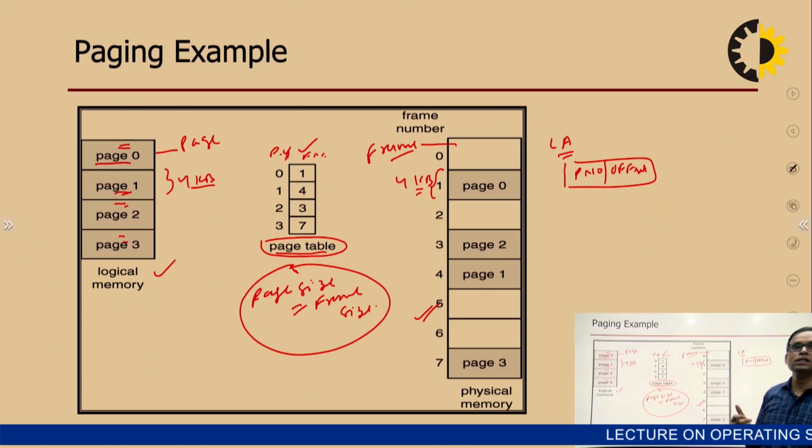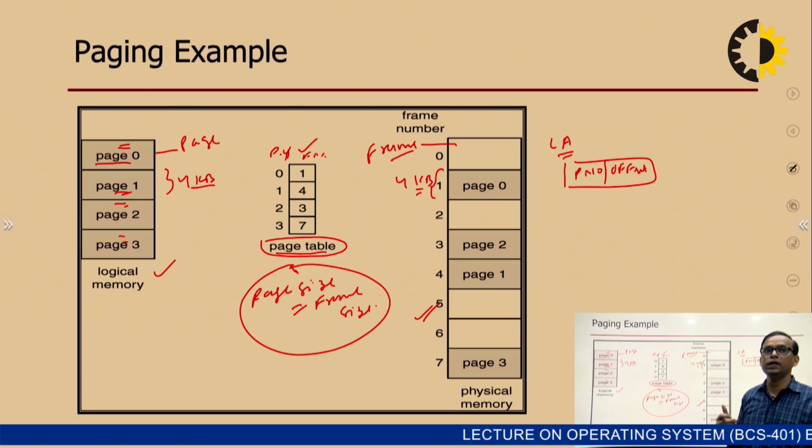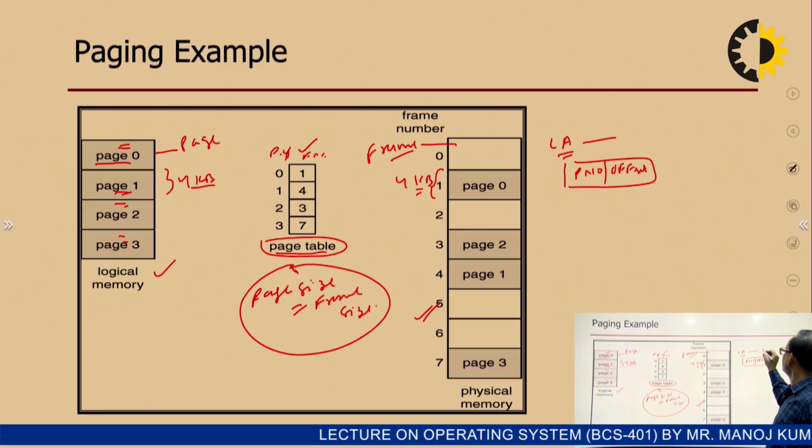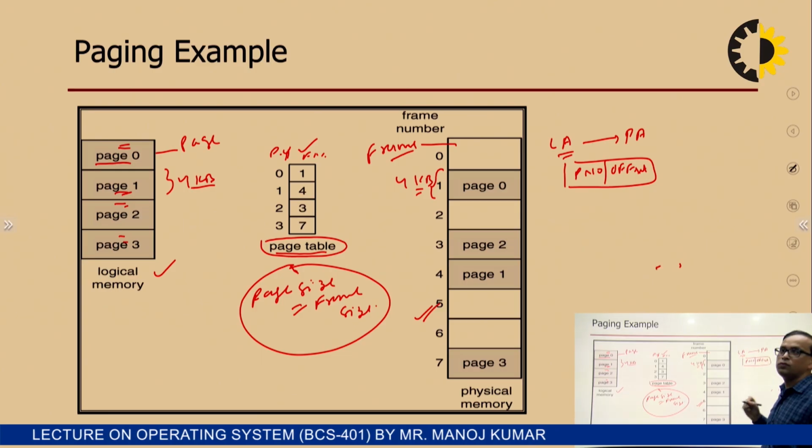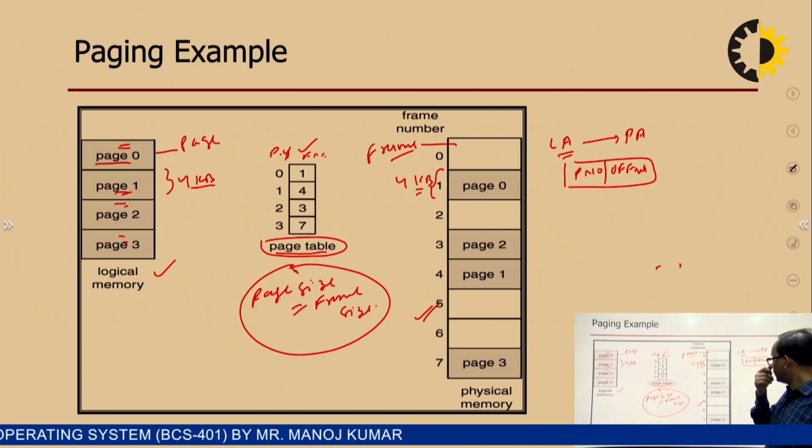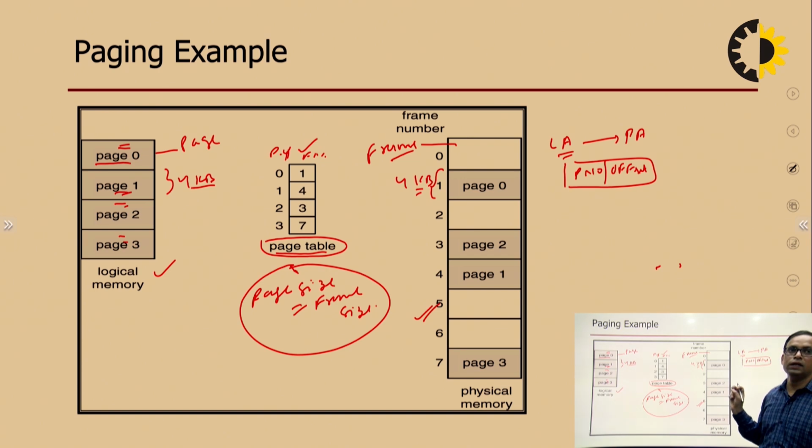Now our task is to find the physical address corresponding to this logical address, and this is performed by the memory management unit. The CPU will generate the logical address. Our task in the paging technique is to find the physical address. So what will be the physical address corresponding to the logical address generated by the CPU?